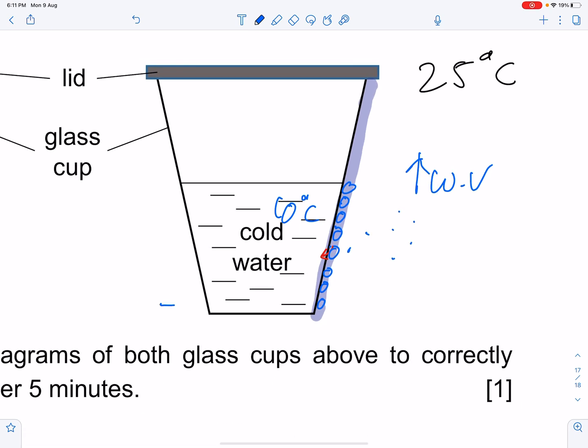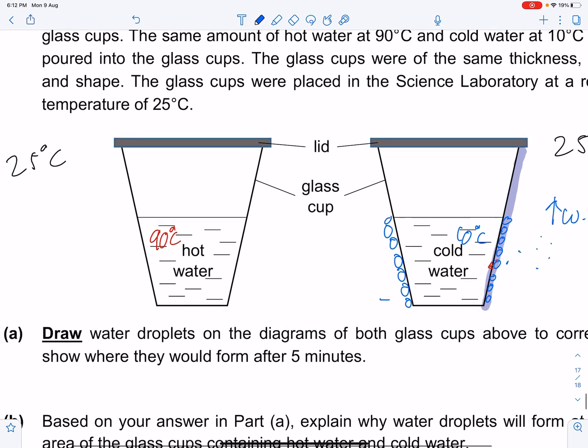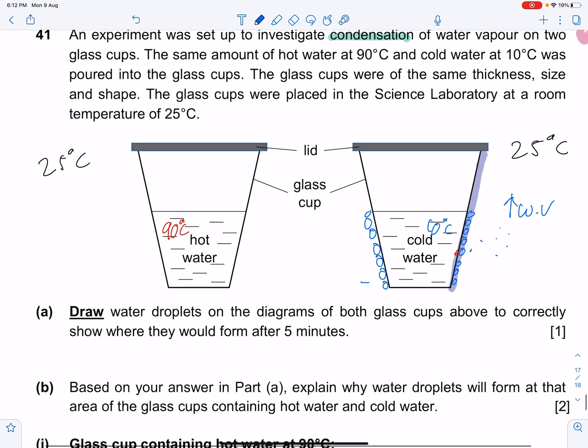So most of the water droplets will be formed in the area whereby you have your cold water. Maybe some might be here, because ultimately your whole glass cup is going to be cooled, but the key idea is still at the region whereby the cold water is. Definitely most of it is here.